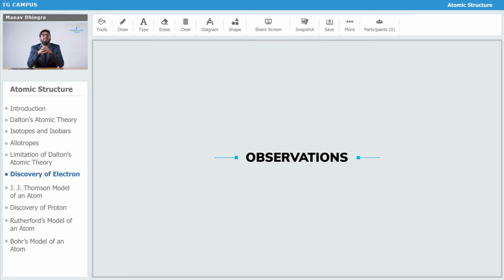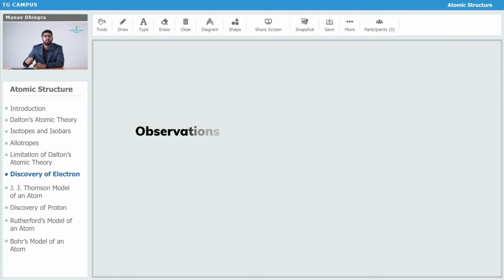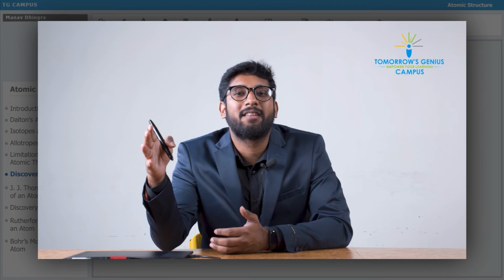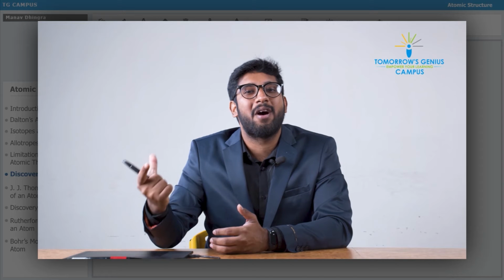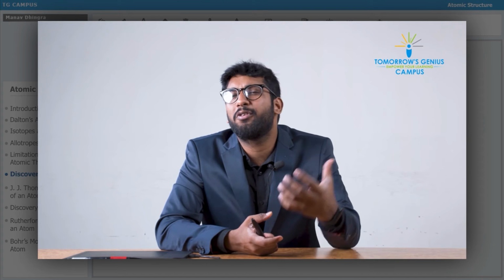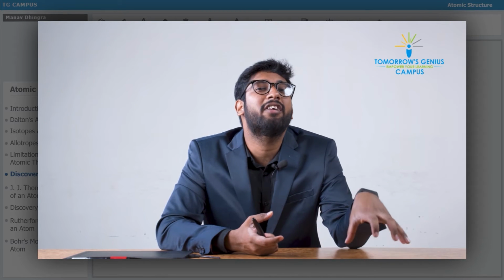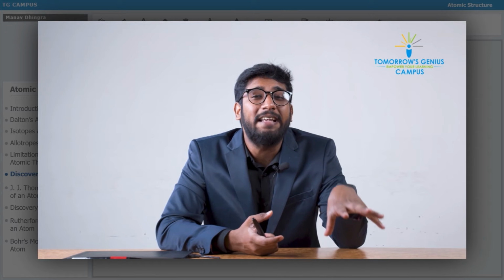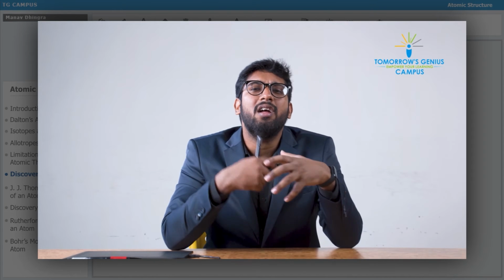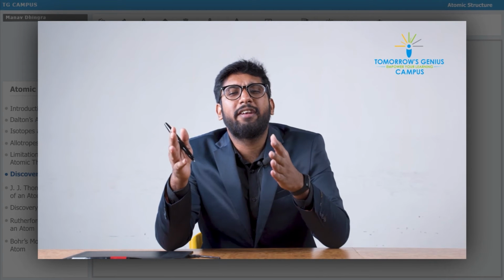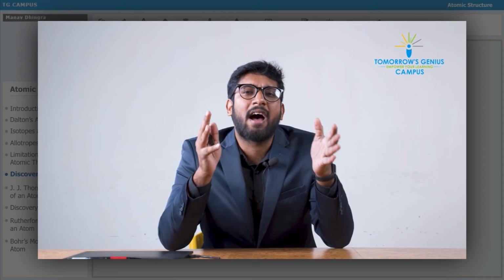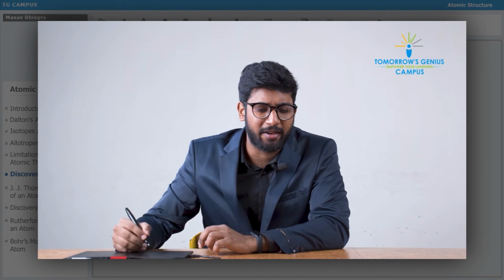So let's see the first observation of the cathode ray experiment. The first one was that cathode rays were traveling in a straight path from cathode to anode. Why are they called cathode rays? You have understood, because they originate from the cathode and end at the anode. So they were traveling in a straight line. We'll study how we reached this idea that they are traveling in a straight line.